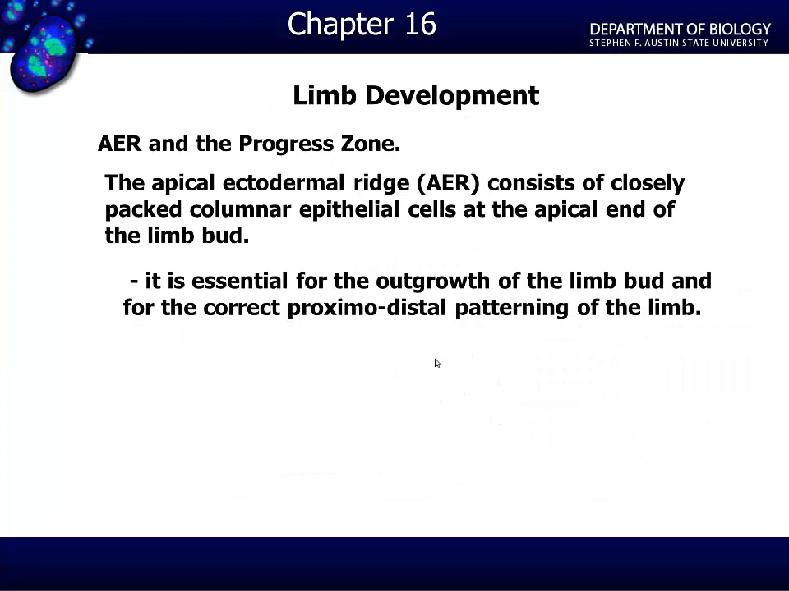So the first thing we're going to look at is the role of the AER and the relationship it has to the progress zone. And remember, these are those mesodermal cells immediately underneath the apical ectodermal ridge. We see that both are essential for the outgrowth of the limb bud. Certainly the mesodermal cells are going to be the building blocks to extend the limb, but they are under the control of chemical signals from the apical ectodermal ridge that keep these cells in a proliferative state.